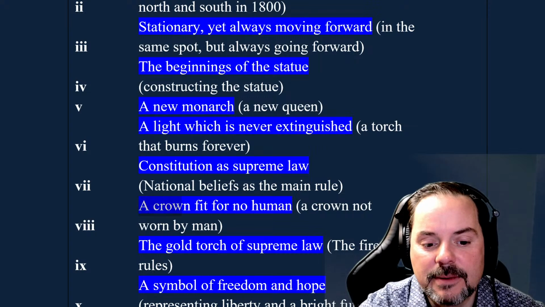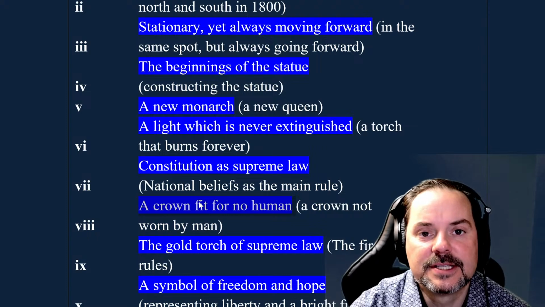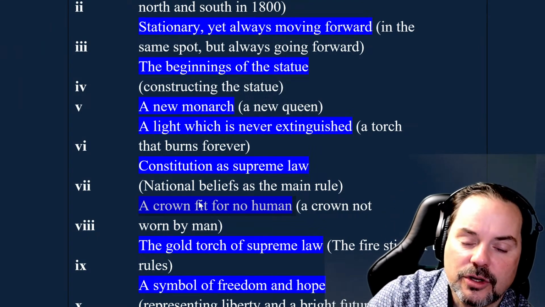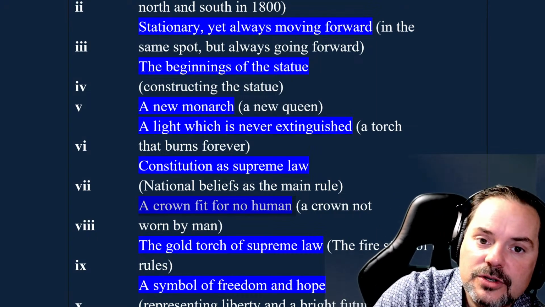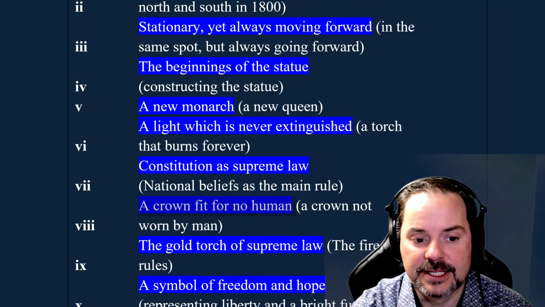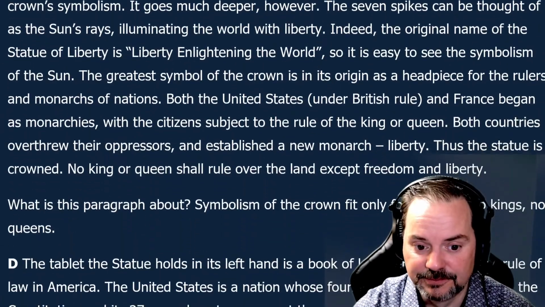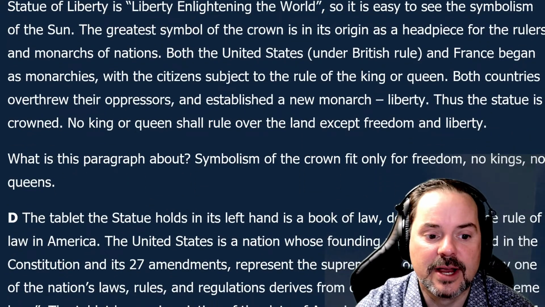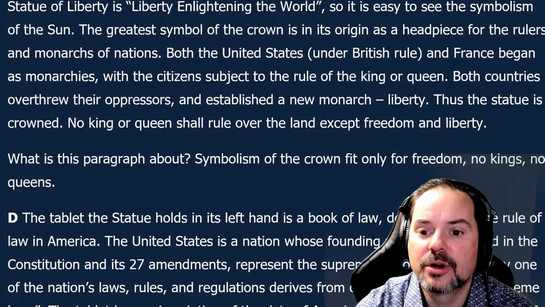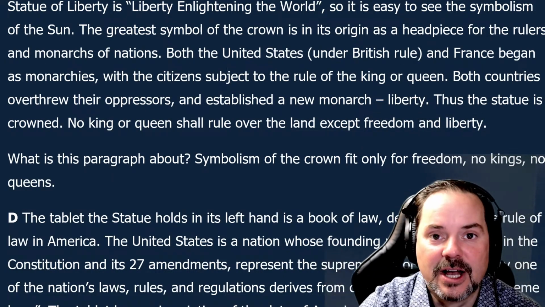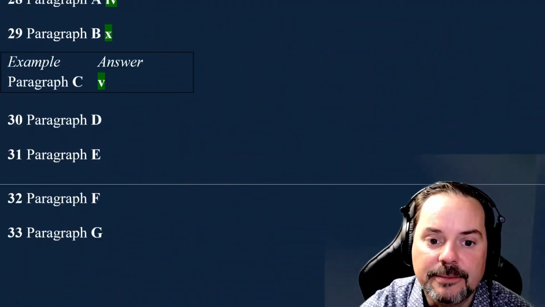So you can think, okay, maybe it's a crown fit for no human. But it doesn't say that directly, right? This paragraph doesn't say that the crown isn't for a human. It says that the crown is for freedom. So instead of thinking about what it's not for, you should be thinking about what it is for, right? It says it here, and this is a tricky one. You have to be very careful. It says, thus the statue is crowned. No king or queen shall rule over the land except freedom and liberty. So the crown is on Libertas, the goddess of freedom, right? Yeah. So that's the new monarch. So freedom is the new monarch.